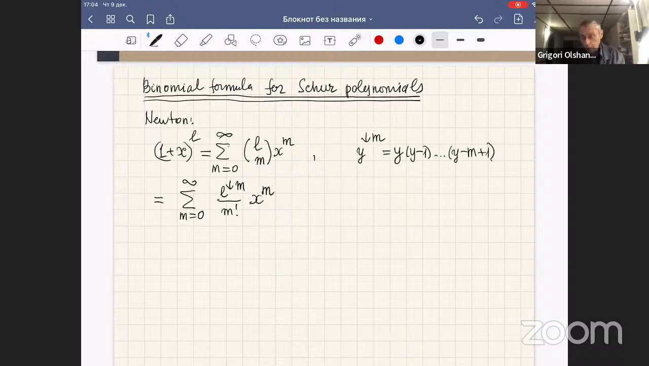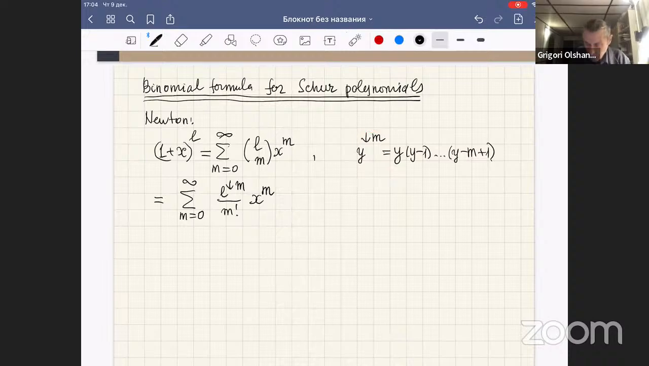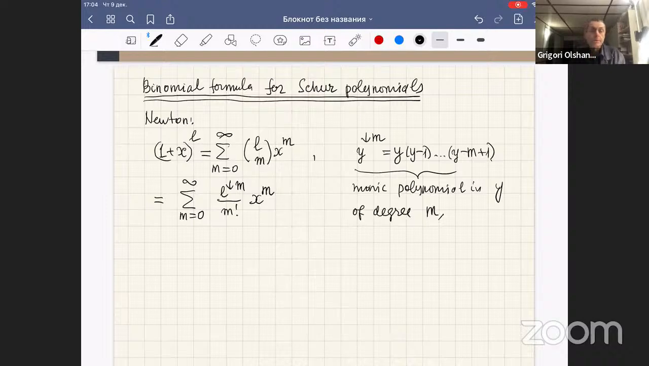This is very simple, of course, but let's look at the properties of this expression. It's a monic polynomial in the variable y of degree m, and its characteristic property is some vanishing property, meaning that it vanishes at m points. So let's fix these properties.